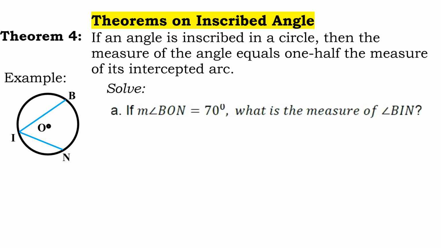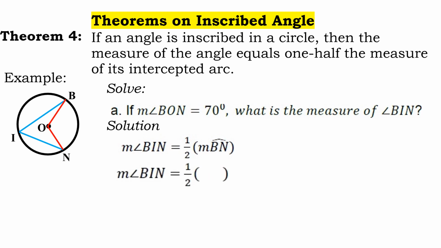Solve for the following. Given, if the measure of angle BON is equal to 70 degrees, what is the measure of angle BIN? Solution. Now, since angle BIN is inscribed in circle O, the measure of its intercepted arc is 1/2 the measure of angle BIN. But what is the measure of arc BN?